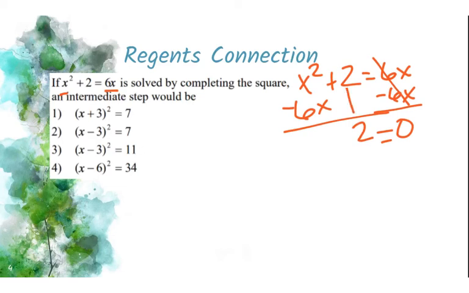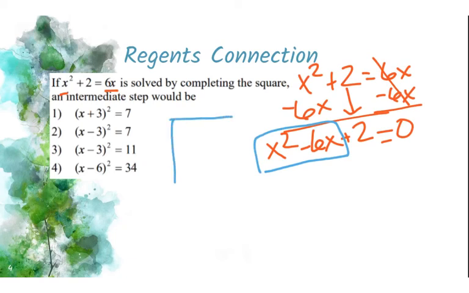The 2 just comes straight down. These are not like terms. So I just need to write x squared minus 6x. Now, if you want to move the 2 over, great, move the 2 over. But we can do that later too. So I'm taking my x squared and that negative 6x, and I want to create a perfect square trinomial.